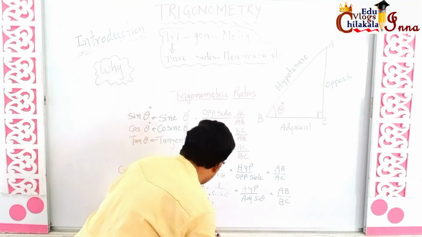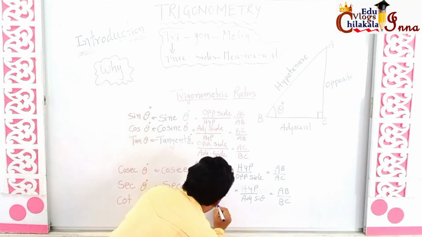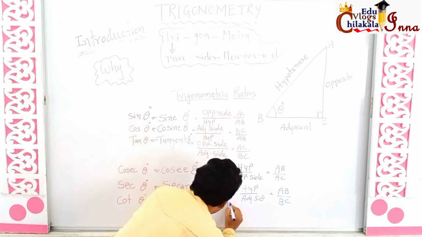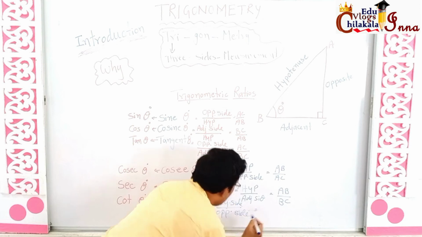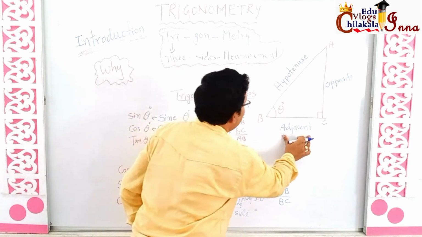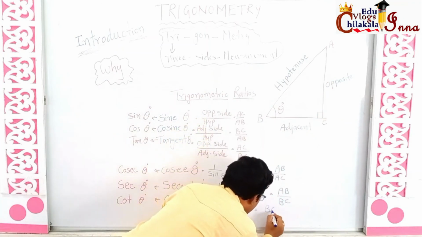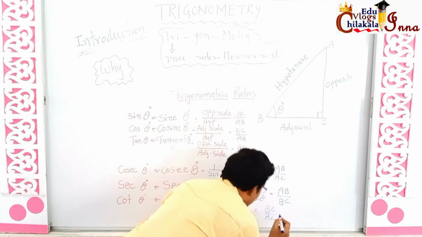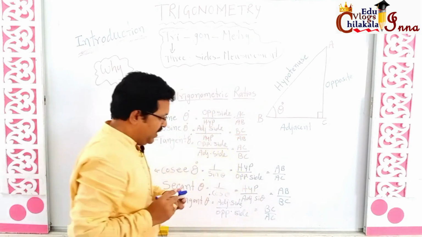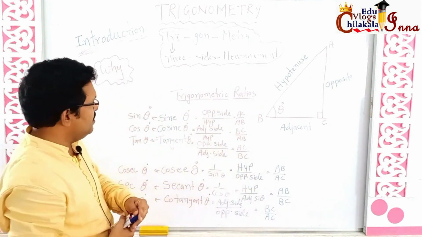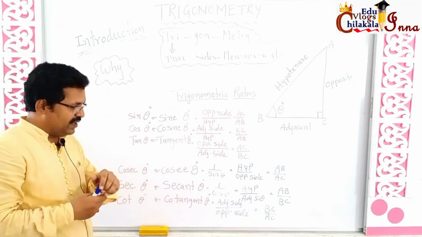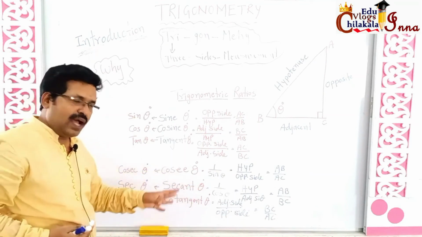Very good. So let me write with blue. Adjacent side by opposite side. What is the adjacent side by opposite side? BC by AC. Very good. This much we shall be concluding this video with a few last remarks.